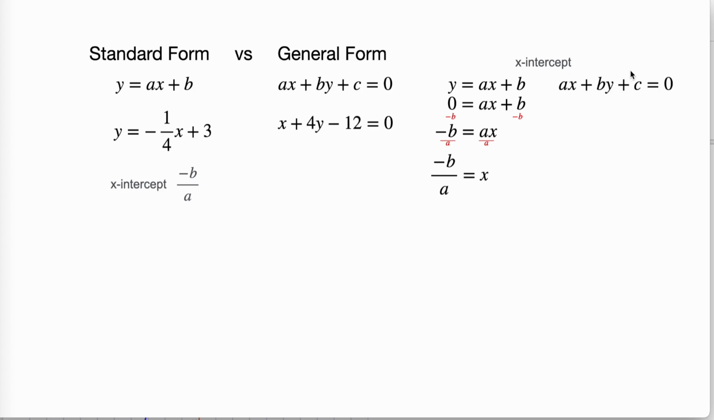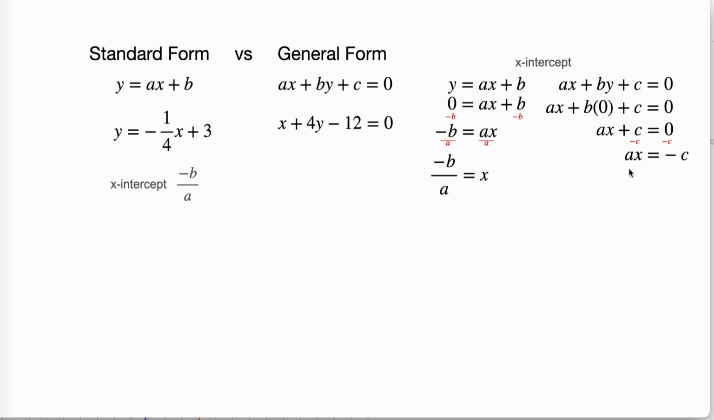I'm going to take the general form, and I'm going to make the y equal to 0. I'm going to get b times 0 plus c is equal to 0. And that's just going to disappear. So we're left with ax plus c is equal to 0. To get the x alone, I'm going to get rid of the c first. So I'm subtracting c from both sides. We get ax is equal to negative c.